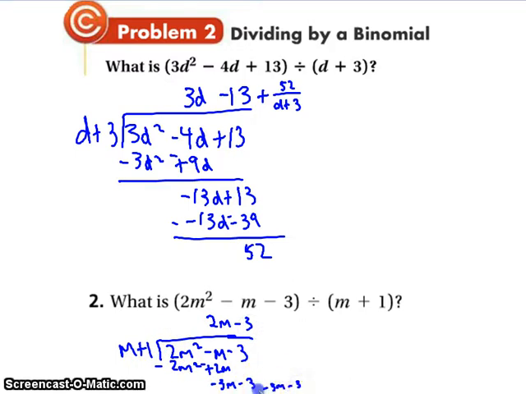minus 3. So I'm going to subtract. That's going to give me a remainder of 0. So that is the answer. 2m minus 3 becomes the solution for that question. Okay. So make sure that you check it out. Go back to the beginning, redo the problem, whatever.